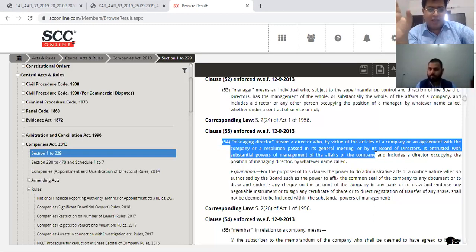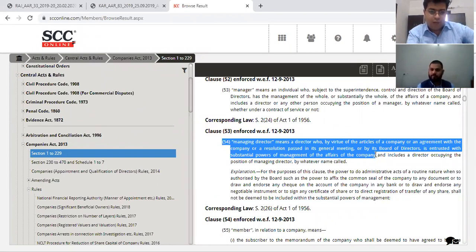Why I'm saying crudely is a matter of debate, and we can discuss it sometime later as per the convenience of everybody. As a director, we understand that as a member of the board, he will be appointed as a member of the board and will take part along with the other members. What about the activities of a manager? The term manager is also defined under section 2 clause 53.